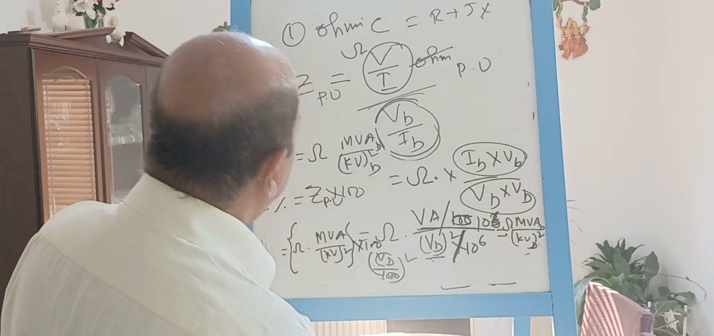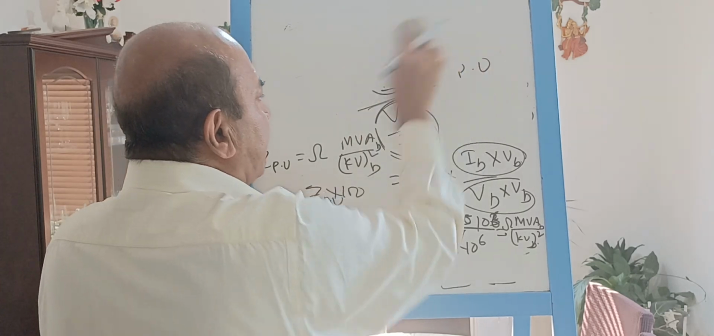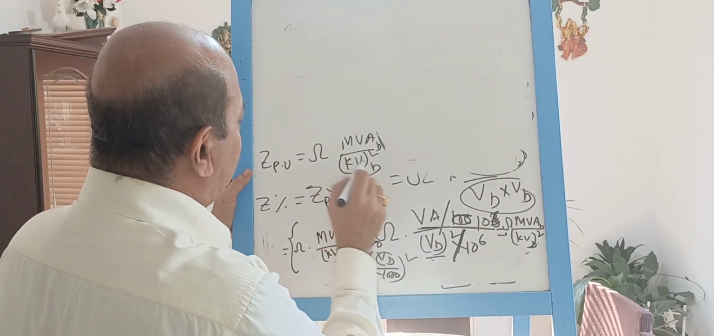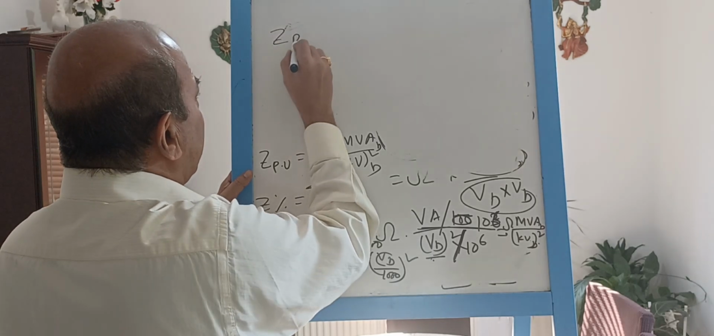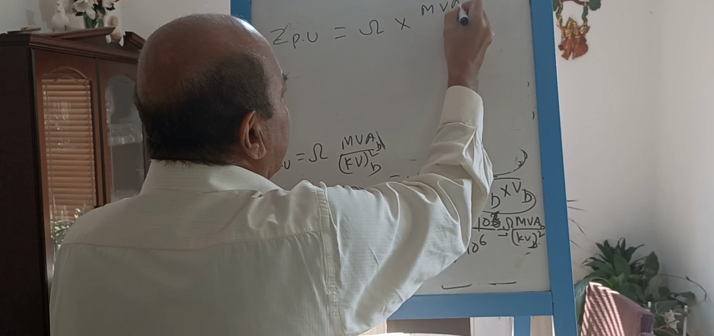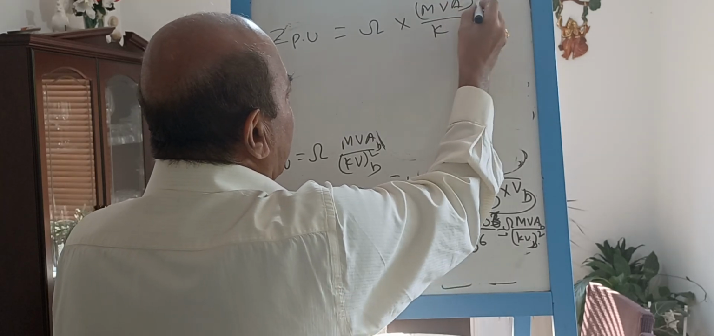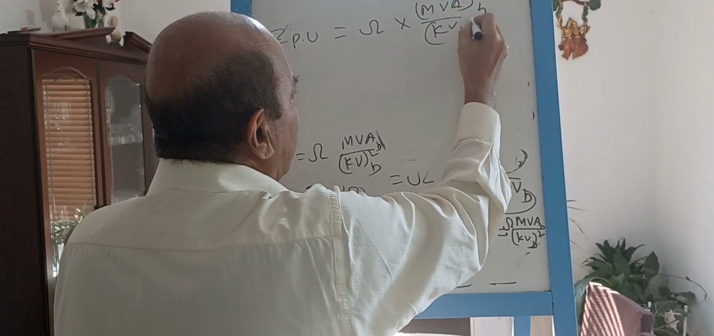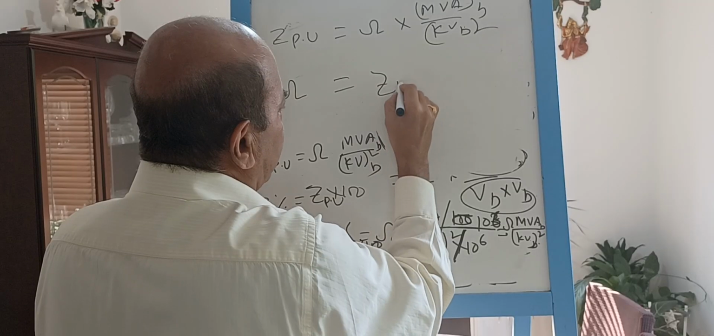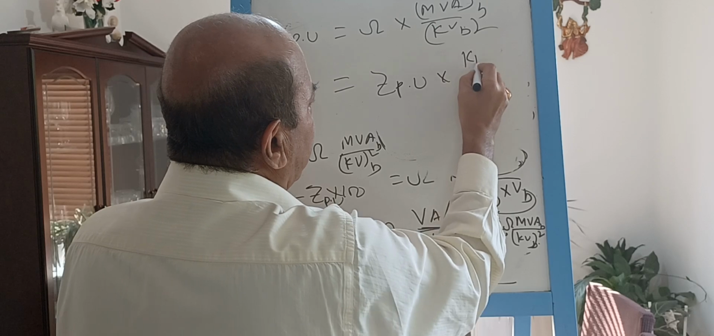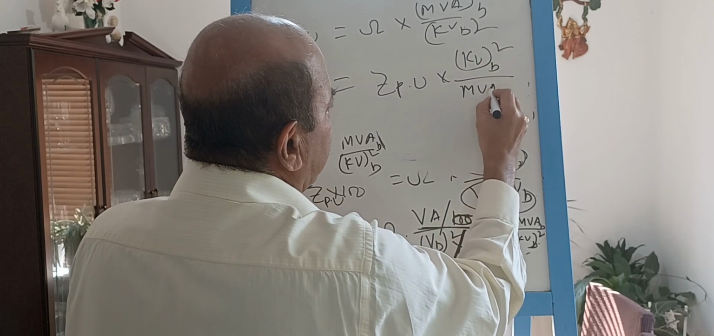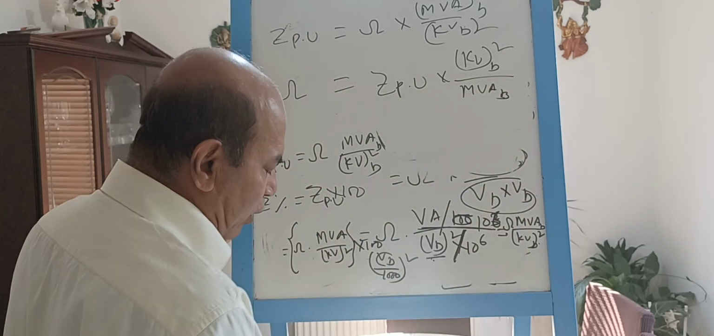Now if we go in the reverse order, if we want to calculate the ohmic value from the percentage value, how do we calculate? We can use this formula: Z per unit is equal to ohmic value into MVA by kV square. All are base values, base MVA and base kV square. From here we can get the ohmic value, which equals Z per unit into base kV square by base MVA. From this equation we can calculate the ohmic value.